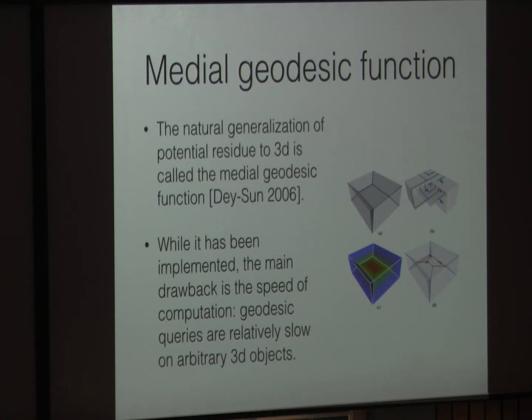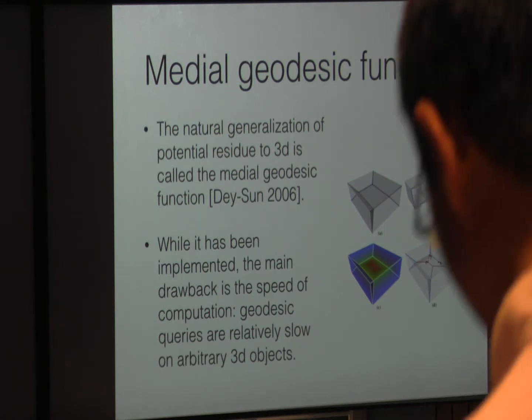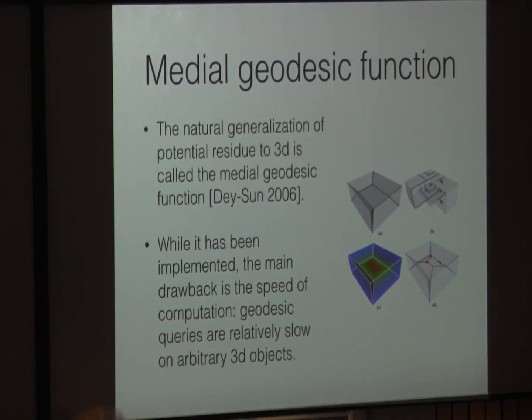The main drawback I see here, besides the fact that they couldn't prove a lot with it, is that geodesic queries are relatively slow on 3D objects. Their algorithm is an approximation, and even that is a bit intractable to a graphics person. While they like it, it wasn't optimized very well for speed. So again, a nice function, but we were looking for something a little faster for large data sets. Okay.